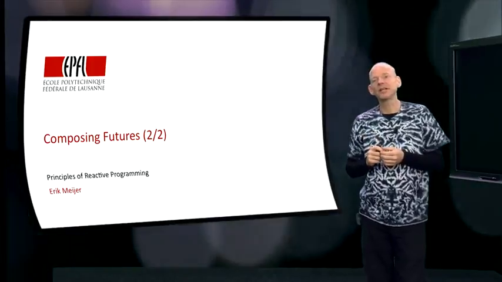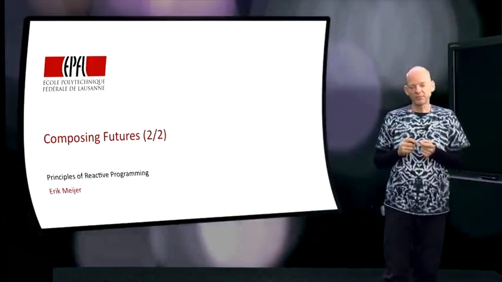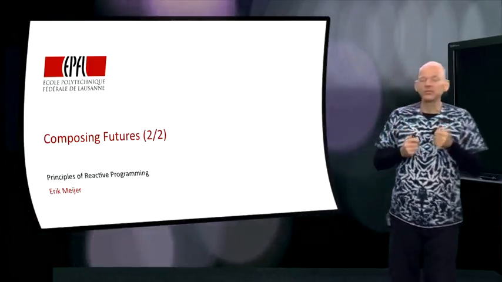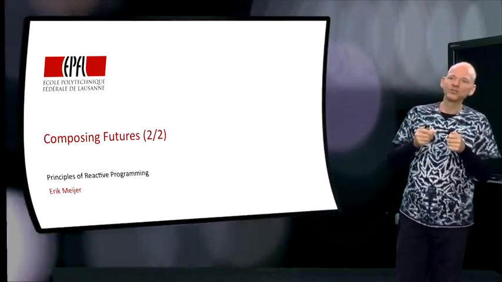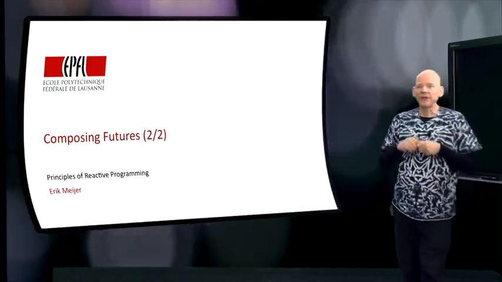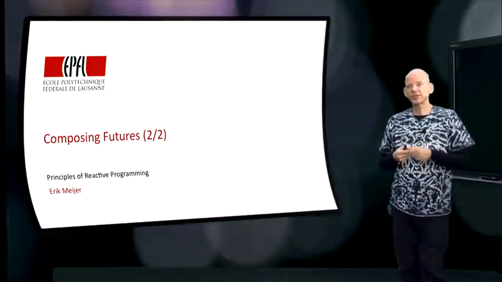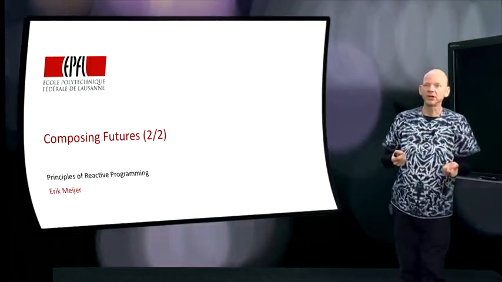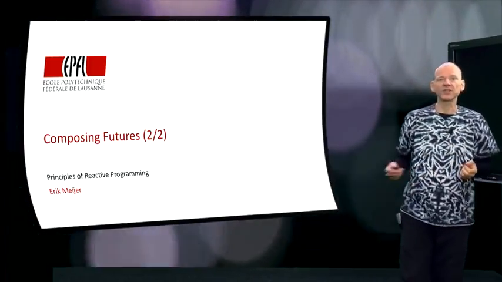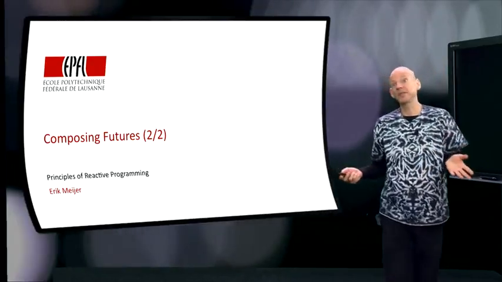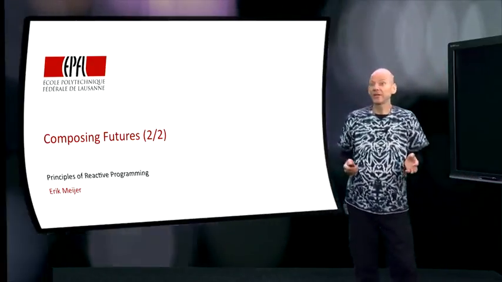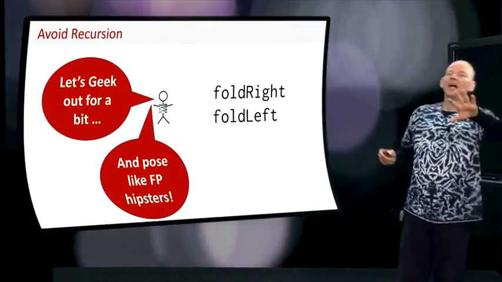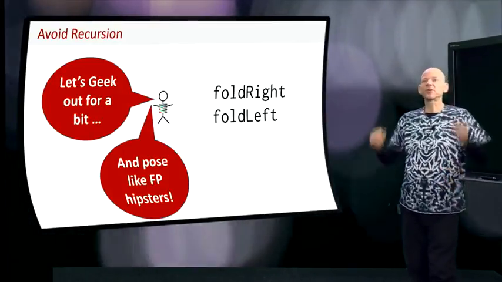What I'm going to do is use fold right and fold left. Those are the two power tools in our toolbox. Whenever we do things with recursion, it's often nicer to do it with a fold. Let's see what the consequences of this are, because maybe using a fold is not always the correct choice. So let's geek out for a bit and pretend that we are functional programming hipsters.